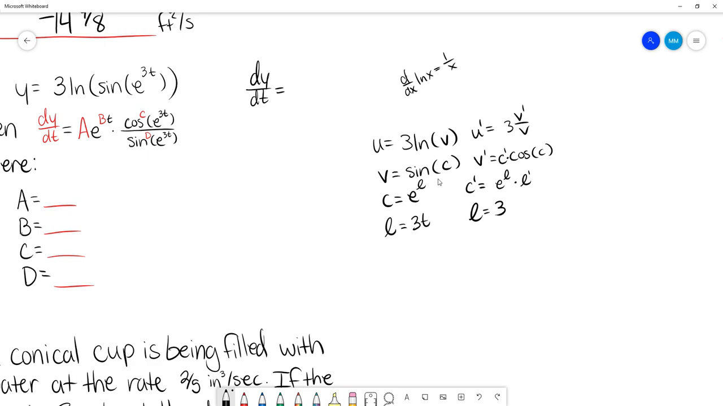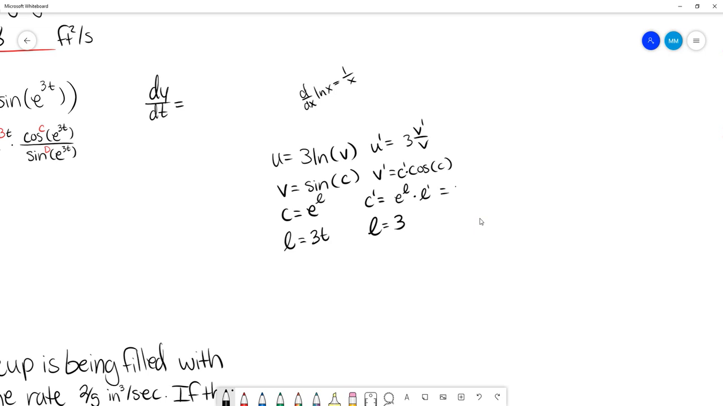So now I plug all that back in. I've got e to the power of L, which is 3t, times L prime, which is 3. Now I plug that up in here, because that's our c prime, which is 3e^(3t). I just moved this in front, so don't get lost there, times cosine of c. C was e^(3t). And then plug all of this back in for v prime, which is going to be 3 times 3e^(3t) cosine e^(3t) all over whatever v was.